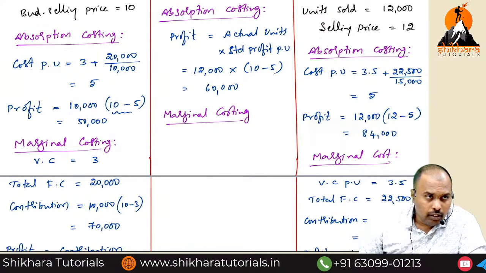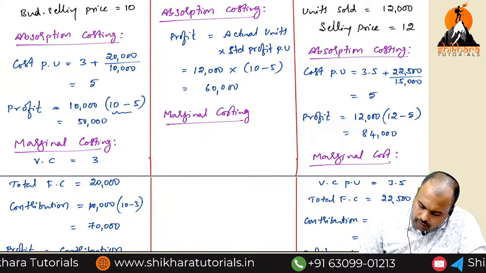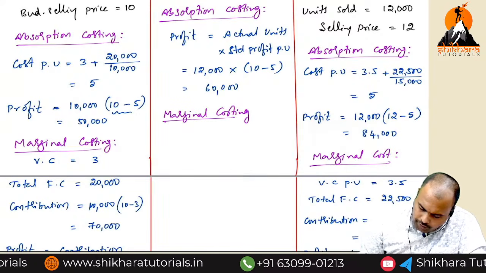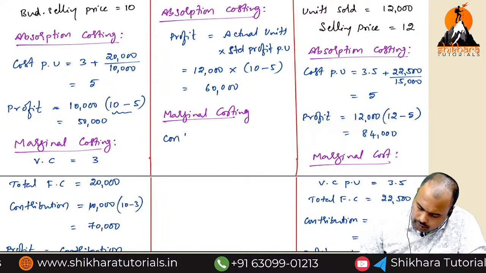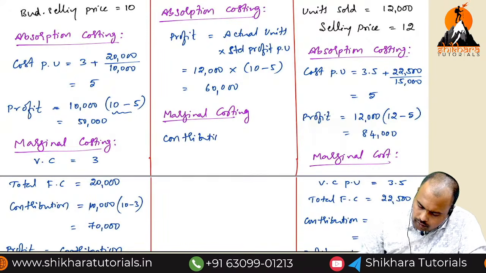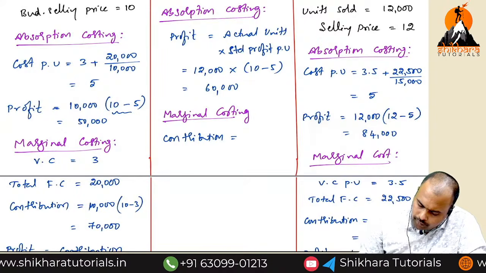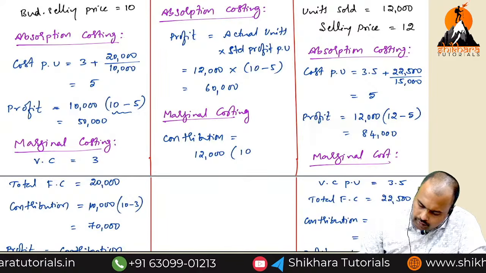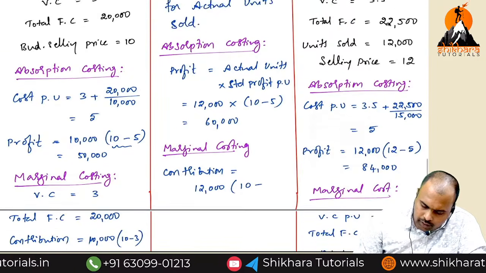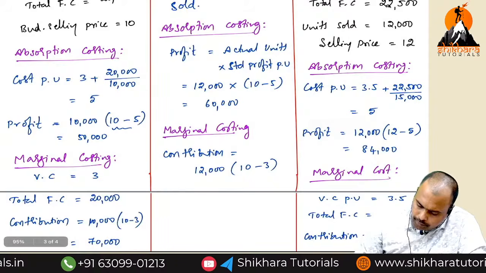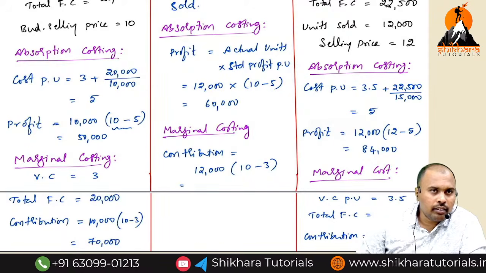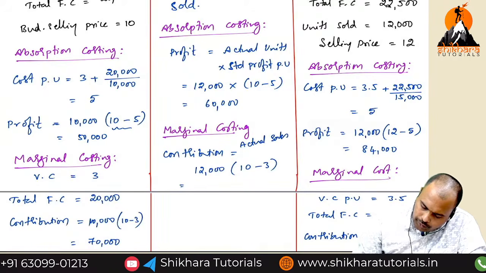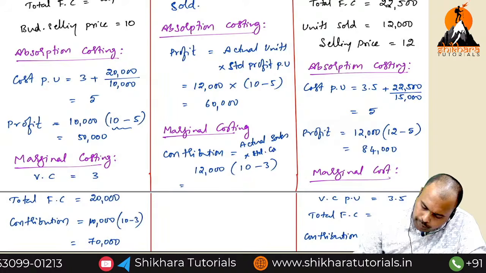What is contribution per unit? Sorry, what is contribution equal to? Contribution is equal to 12,000 into selling price 10, variable cost 3. I will take actual sales, and this is nothing but actual sales into standard contribution per unit.